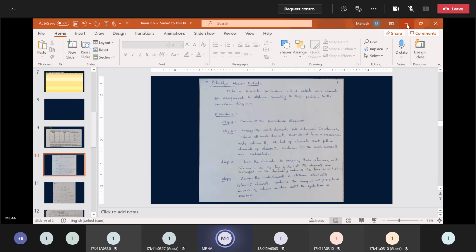So prepare well. It's a scoring subject. Definitely you can score marks. And if a problem is given, don't leave it unattempted. You have to attempt it. They are very, very simple problems. Easily you can solve them.